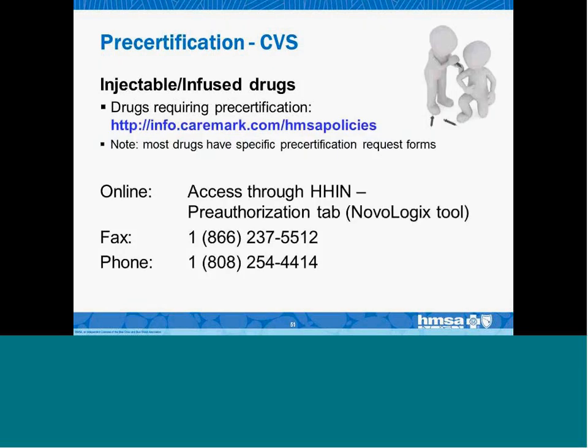Injectable or infused drugs requiring pre-certification are listed at the website shown here. Most of these drugs have specific forms for requesting pre-certification. Providers with HHIN access can submit these requests online using the Novologix tool. Pre-certification can also be requested by fax or by phone, again at the numbers on your screen.